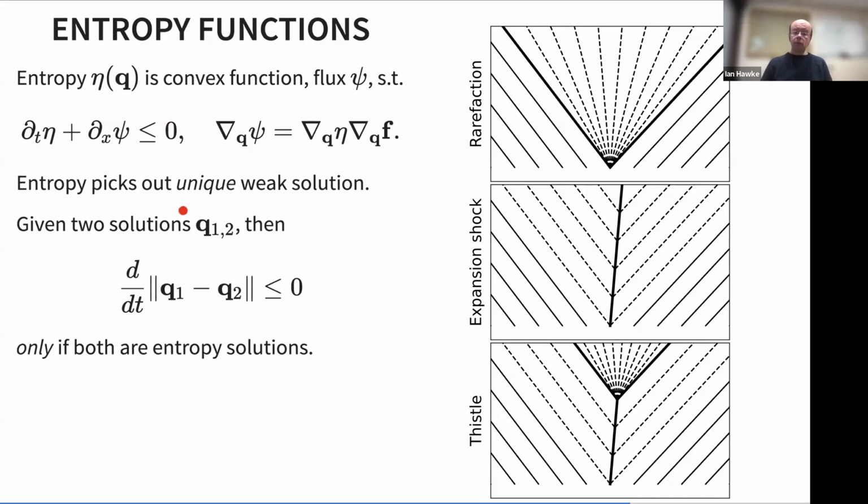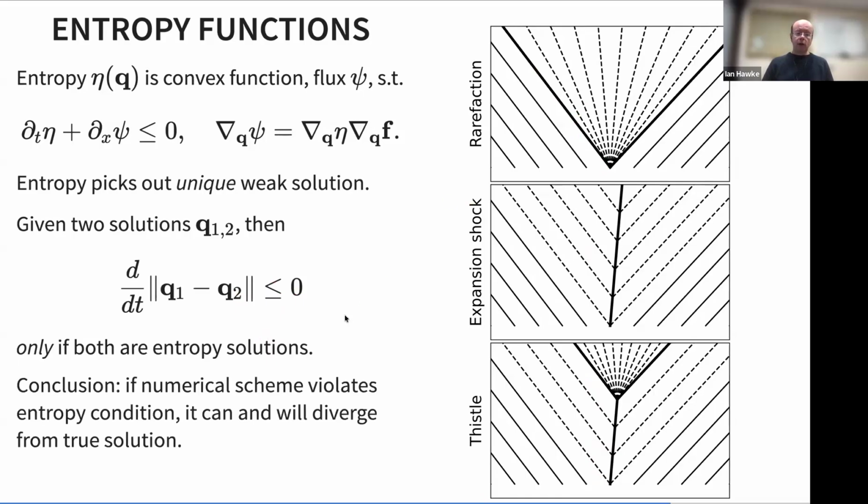If, on the other hand, you have two solutions and one of them is not an entropy solution, then no matter how close those two solutions start, it is possible for them to diverge exponentially in time. So using entropy solutions allows us to pick out the appropriate one of these different forms, even when they start arbitrarily close together. The conclusion from this is that if your numerical scheme violates the entropy condition, then there will be initial data that can diverge exponentially quickly from the true solution.